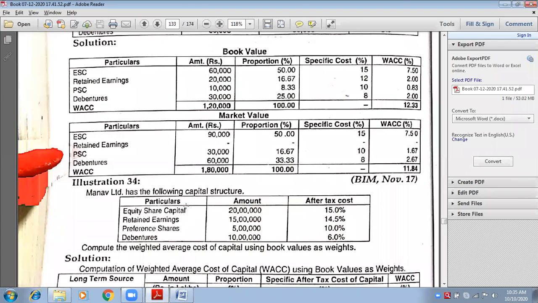Manav Limited had the following capital structure. Equity is 20 lakhs, retained earnings 15 lakhs, preference shares 5 lakhs, debentures 10 lakhs. Now, the cost of capital is given in the form of after tax. No need to convert anything, not even KD. No formula of KD will be applied here because after tax is already given. So KE is given, KR is given, KP is given, and KD is also given.